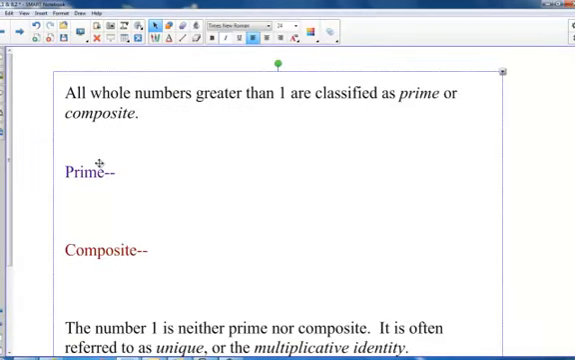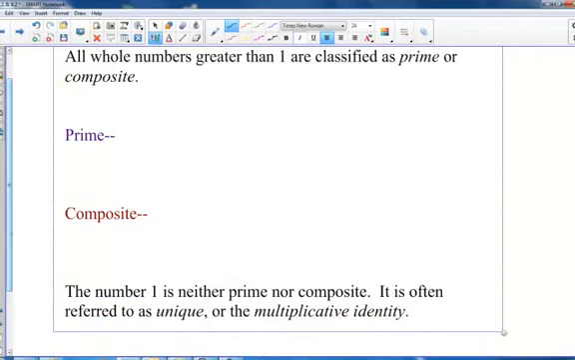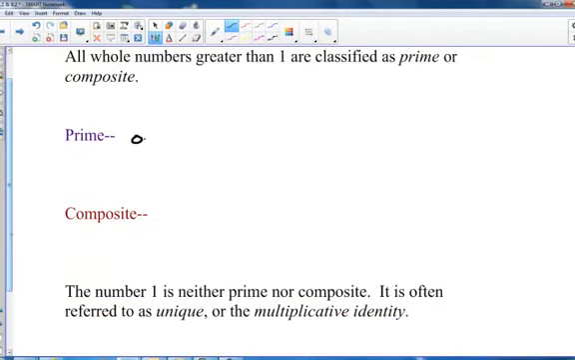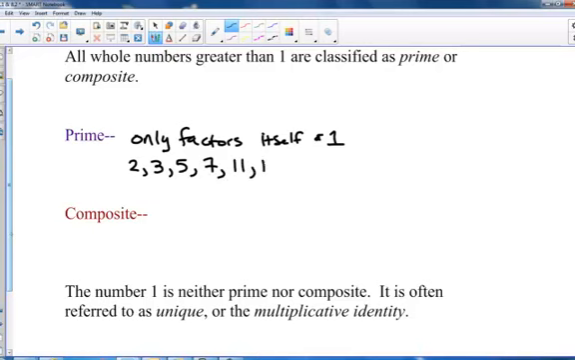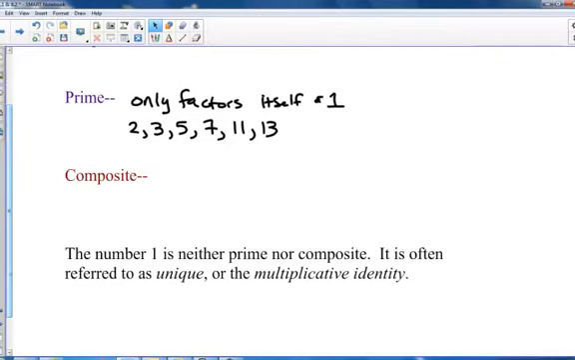All right, prime numbers, the only factor is itself and 1. So like 2, 3, 5, 7, 11, 13, and so on. And composite is everything else. Composite, it has multiple factors.